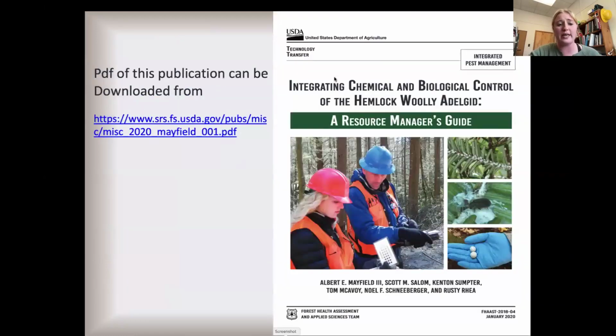And this is a really great guide, a publication that provides managers with different scenarios for implementing this integrated pest management tactic when it comes to handling hemlock woolly adelgid as a whole. So a really great resource, and I suggest that anybody who may be looking at managing some hemlock woolly adelgid takes a look at it.